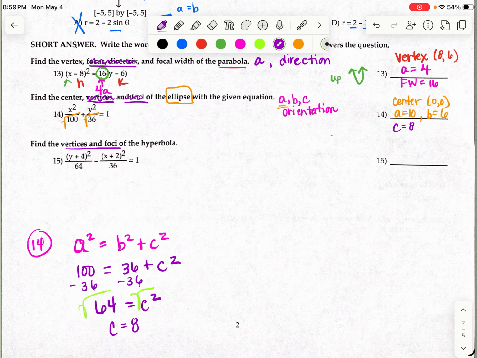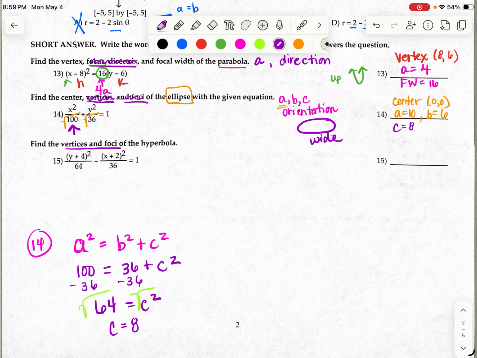And then the orientation. Okay, so the big number is under the X value, so that means this is a wide ellipse. It's wide. So the big number A is under X. So it's a wide ellipse.